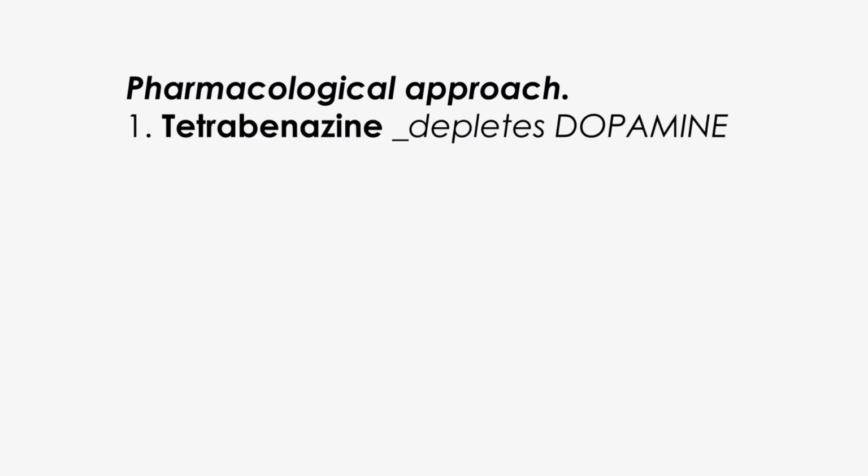We have pharmacological approach in which the drug tetrabenazine, a central-acting vesicular monoamine transporter 2 inhibitor, has shown positive effects in treatment of chorea for patients with Huntington disease. It selectively depletes central monoamines by reversibly binding to VMAT2, that is, the vesicular monoamine transporter 2, therefore reducing the release of dopamine so that it prevents uncontrolled movement or chorea.